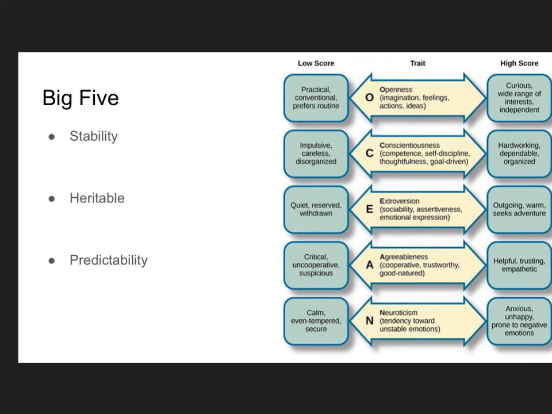Okay, so another personality theory is the Big 5 personality theory. And these are the traits that you have underneath this theory. The idea being that based on your test scores, you're either going to have a low score or a high score in each one of these 5 areas.